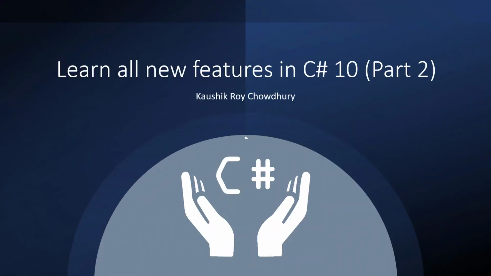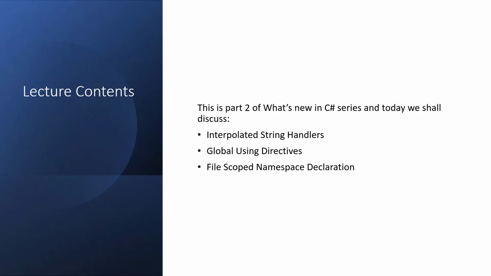So learn all new features in C# 10. This is part 2. Previously we have seen record structs and what's new in structs, and in this lecture we are going to see the following: interpolated string handlers, global using directives, and file scoped namespace. All of these three are new additions with C# 10.